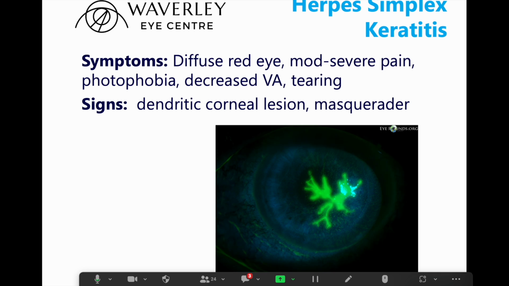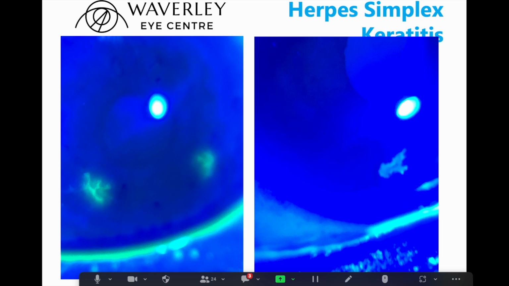But the classic appearance is this dendritic corneal lesion, and this is oftentimes when the optometrists and ophthalmologists are getting out our cell phones because it looks really pretty. I don't know if the patients are often a little annoyed with us, but they look pretty fancy. But it also can be a great masquerader. So this is actually a patient that I had, and these are both herpetic corneal lesions where I got out my cell phone and took a photo.